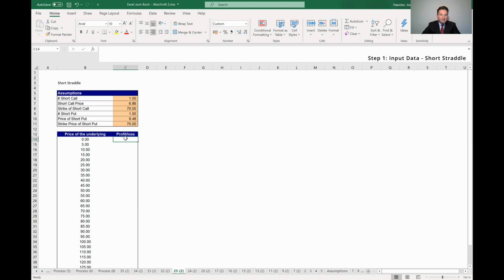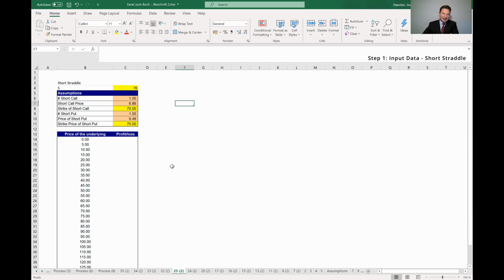Let's check out the input data for a so-called short straddle. The share price S is at 70 euros, and the straddle is defined as a call and a put that is based on a strike at the same level of the current share price. So you see here it's 70 euros, 70 euros, 70 euros.